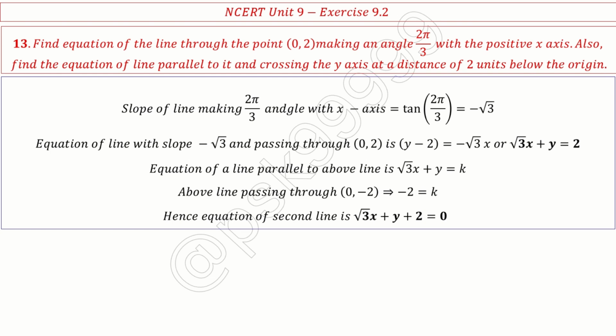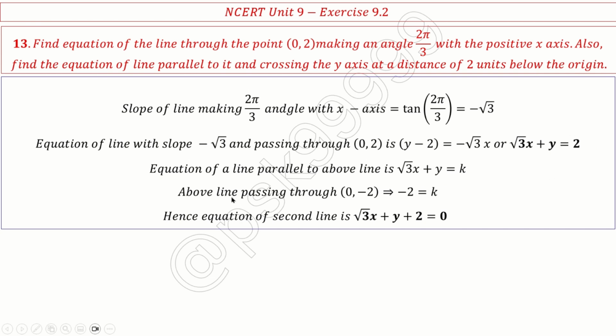the slope. So slope is nothing but tan 2 pi by 3, which is minus square root of 3. Now the equation of this line with slope minus square root of 3 and passing through 0 comma 2 is square root of 3x plus y equal to 2. I used the point slope formula. Then the equation of the line parallel to the above one is root 3x plus y equal to k. Only the constant term will be different.